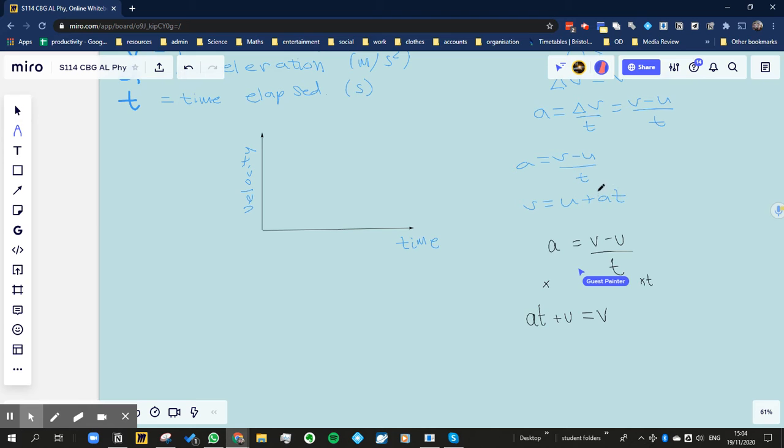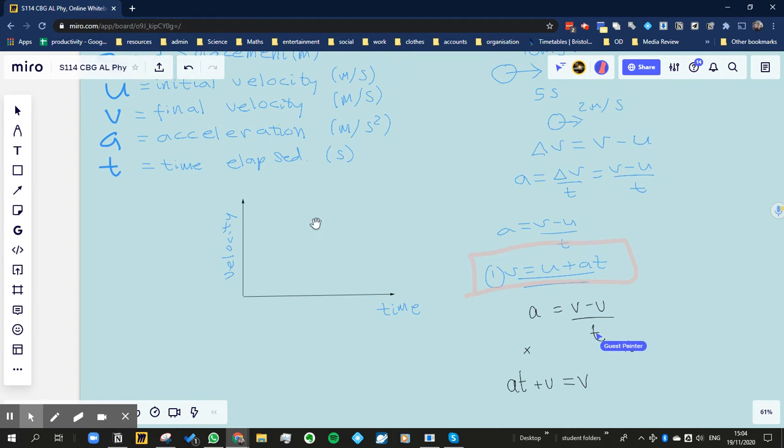So v equals u plus at. That would be one of the equations that we might use. It's actually one of the SUVAT equations, in fact, and we can call that equation 1. Let's highlight that. That's one of our equations we can become familiar with.